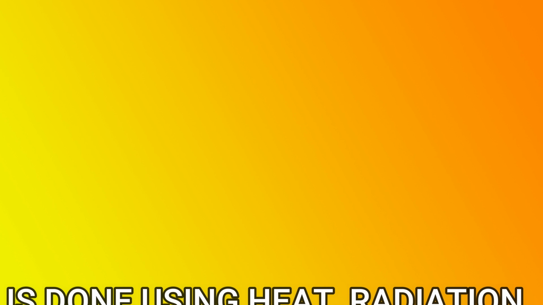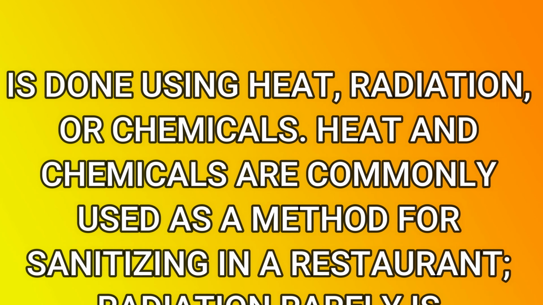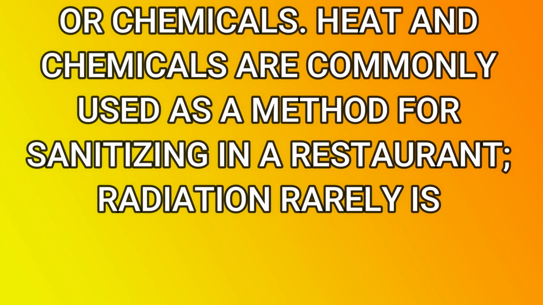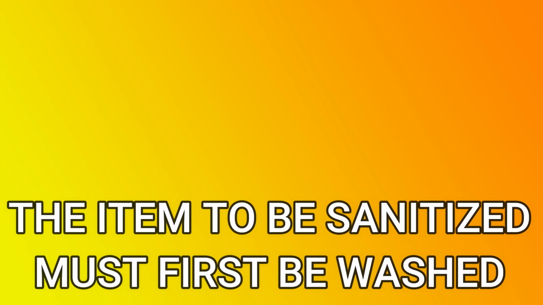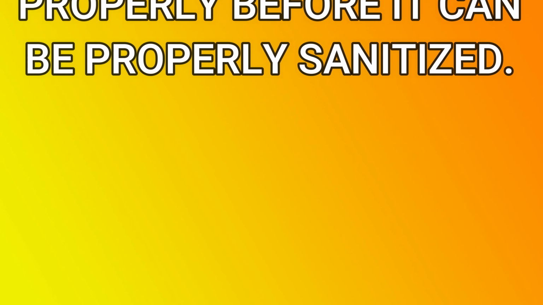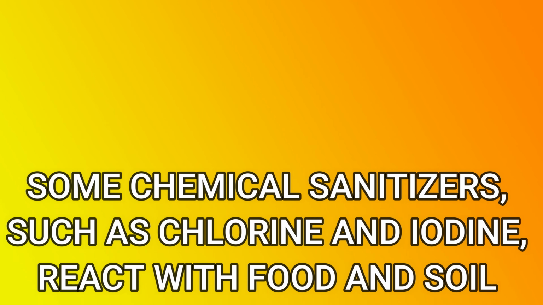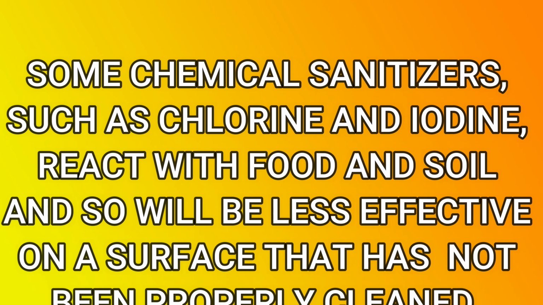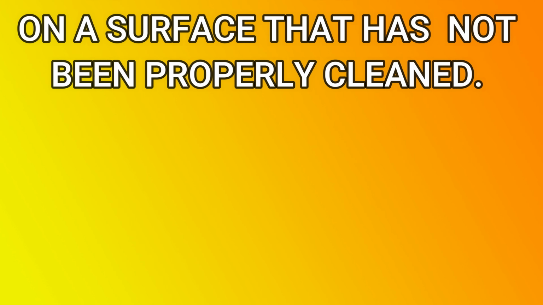Sanitizing. Sanitizing is done using heat, radiation, or chemicals. Heat and chemicals are commonly used as methods for sanitizing in a restaurant. Radiation rarely is. The item to be sanitized must first be washed properly before it can be properly sanitized. Some chemical sanitizers, such as chlorine and iodine, react with food and soil, and so will be less effective on a surface that has not been properly cleaned.